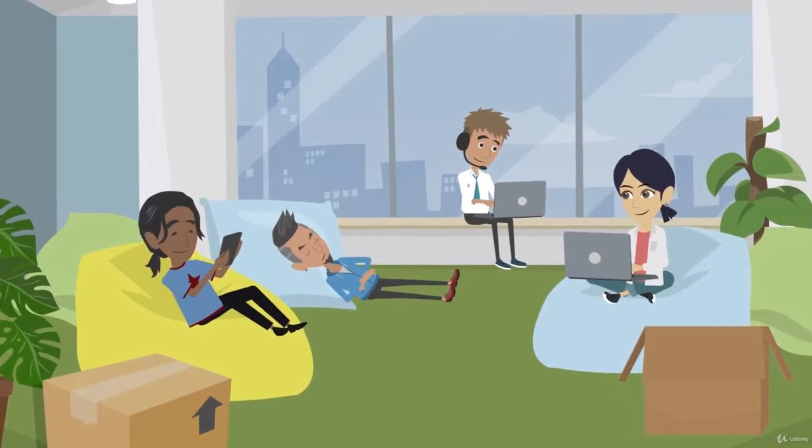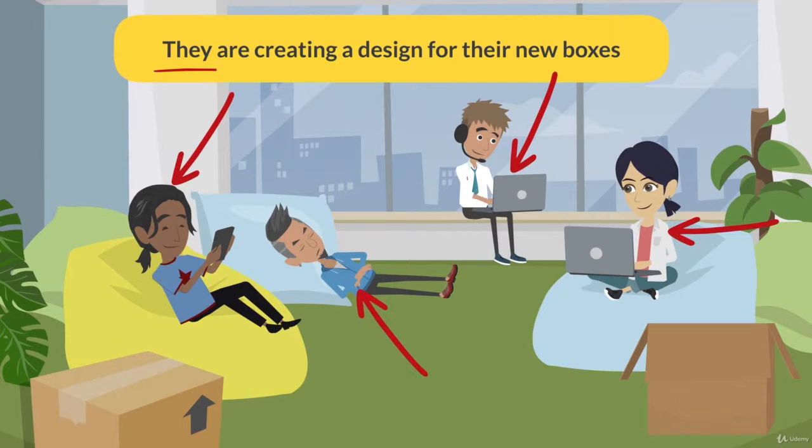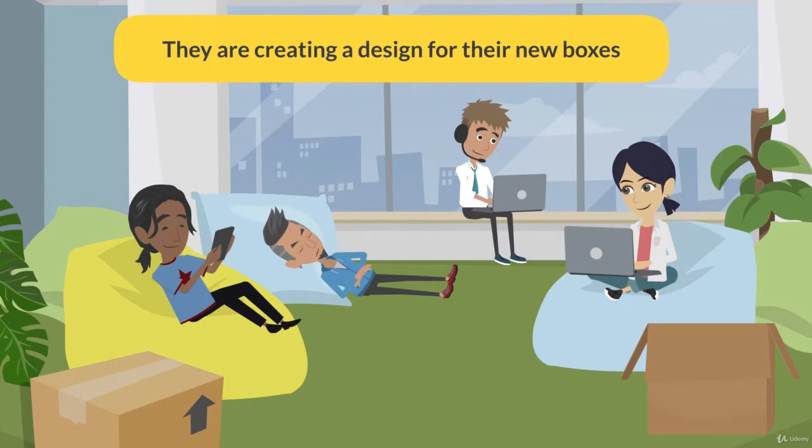An active example. They are creating a design for their new boxes. They is an active subject. Are creating is a verb. And a design is an object. How do we convert it into passive?